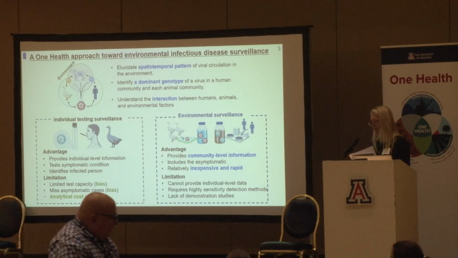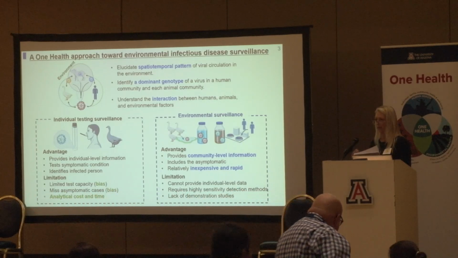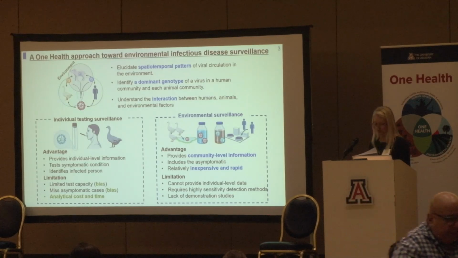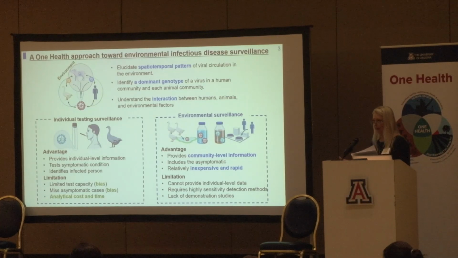So to obtain this information, we really need more comprehensive and reliable epidemiological surveillance. Generally, these surveillance efforts are classified into two types, either individual testing surveillance or environmental surveillance. So one of our goals is to merge these two technologies so that we can get better, more advanced predictions of what might be happening in the population so we can implement public health controls sooner.